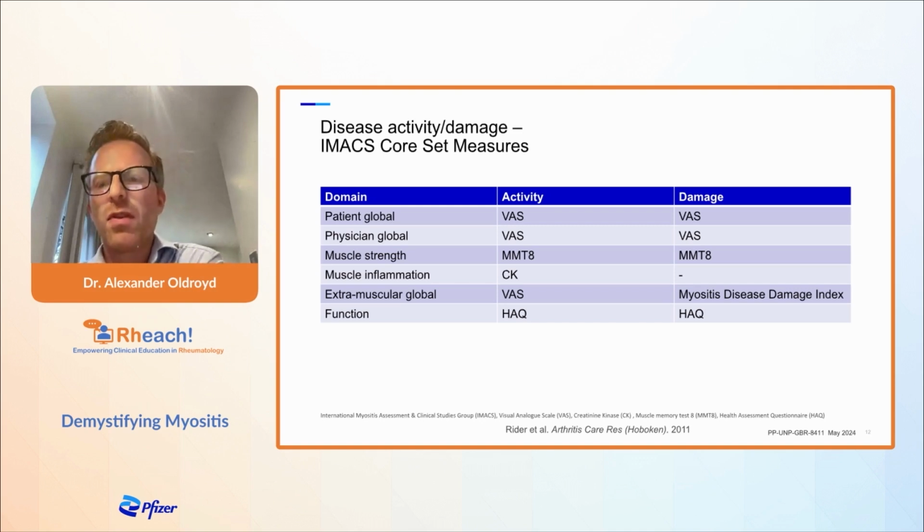Damage, we measure a number of similar parameters here. We don't measure a muscle enzyme because people who have marked damage may have a completely normal muscle enzyme. If they don't have any myositis but they have a lot of damage, their CK may be normal, and this could be falsely reassuring. We use something called the Myositis Disease Damage Index, and the other parameters are the same as before, but measuring damage.